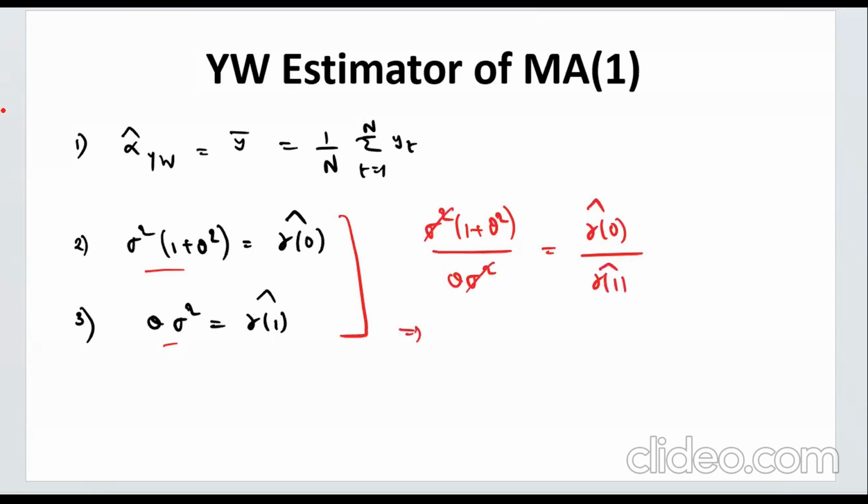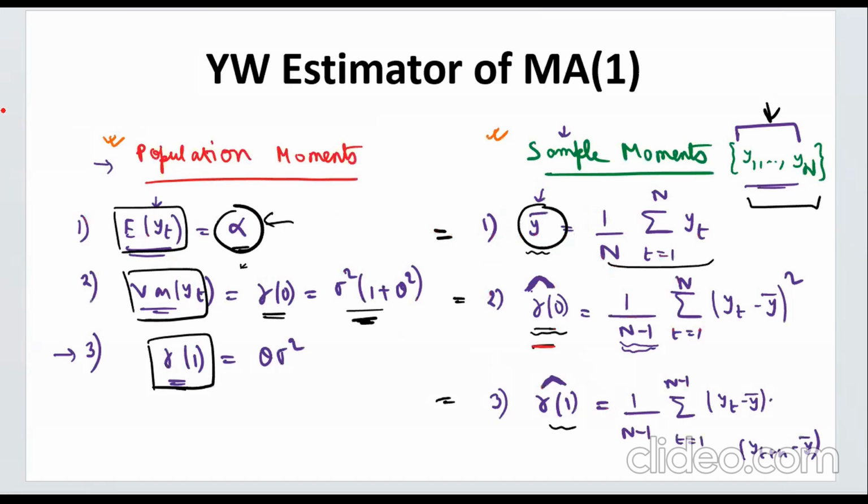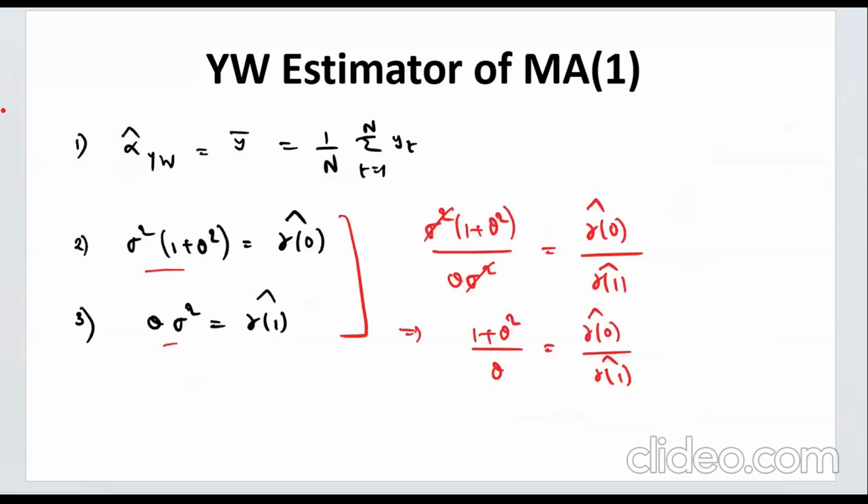So sigma square will cancel out. So (1 plus theta square) upon theta equals gamma naught cap upon gamma 1 cap. Now please understand that we can find gamma naught cap and gamma 1 cap explicitly because we have these yt values available to us. So this value is a constant, suppose A, some value which is known to us. Suppose this is A. So this will be a quadratic in theta, right?